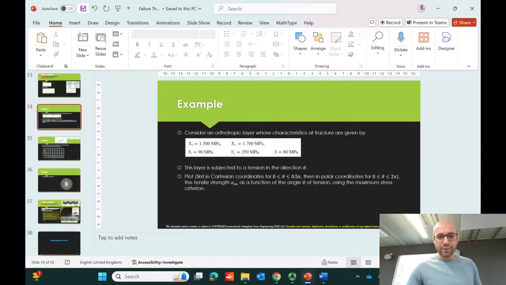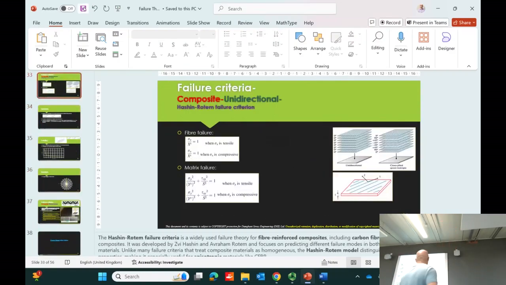Okay, so this one is often good for matrix cracking, and this is the bulk of what this failure criteria is suggesting. It is not good for fiber failure, and that's often the case. They combine this with another failure criteria.